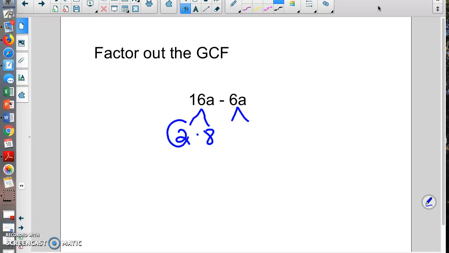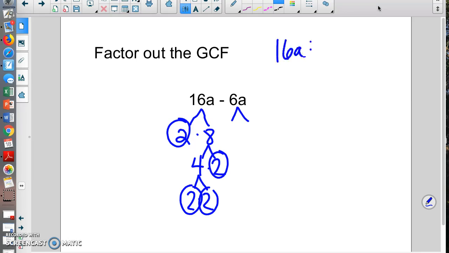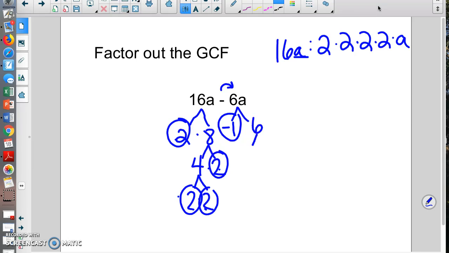So we have a 2 that's prime, and we keep going with the 8. We'll get 4 times 2. 2 is prime, so you go with a 4, and that's 2 times 2, and that finishes the whole 16. So 16a simplifies to 4 2's: 2 times 2 times 2 times 2 times a, because we can't forget about that a. Negative 6a, since there's a negative right there, that goes with that 6. You have to take out a negative 1 and then your 6. And then simplify 6. So when we factor it out, negative 6a will be negative 1 times 2 times 3 times a.